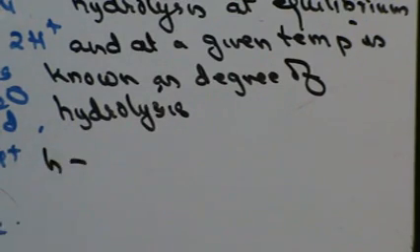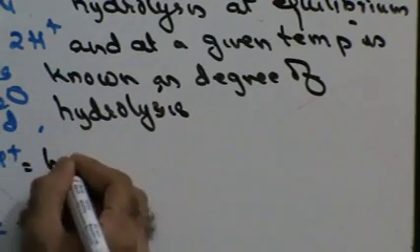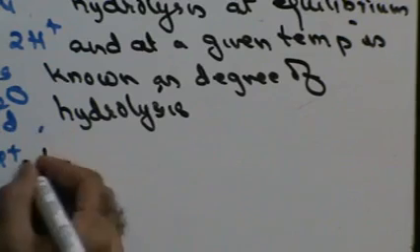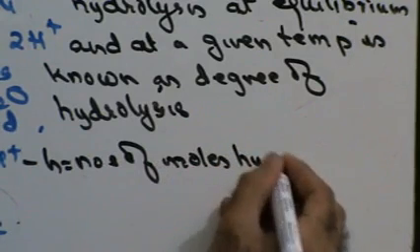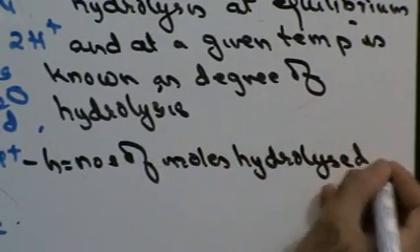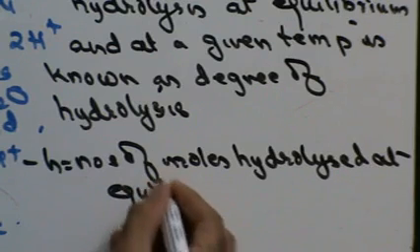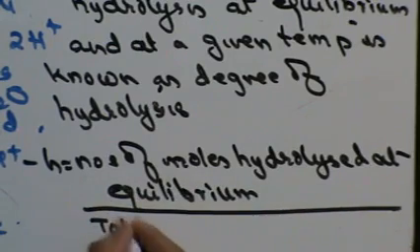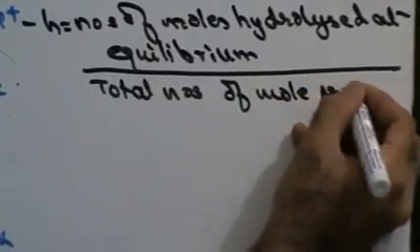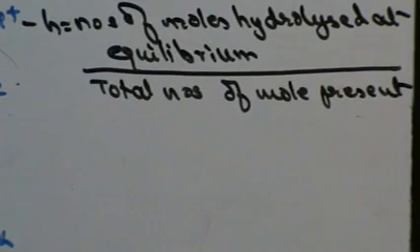Mathematically, H is given by the formula: number of moles hydrolyzed at equilibrium to total number of moles present. H is equal to number of moles hydrolyzed at equilibrium to total number of moles present. That is your degree of hydrolysis. Fine, do we get this thing here?